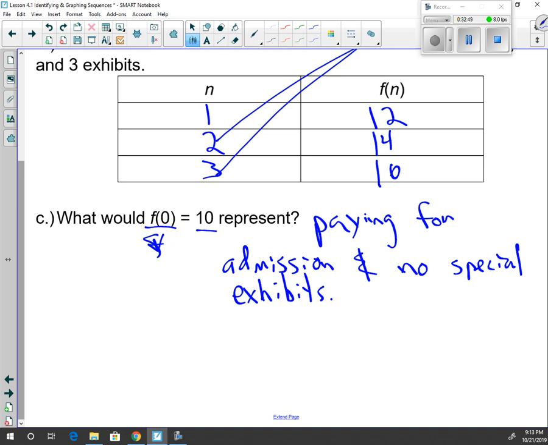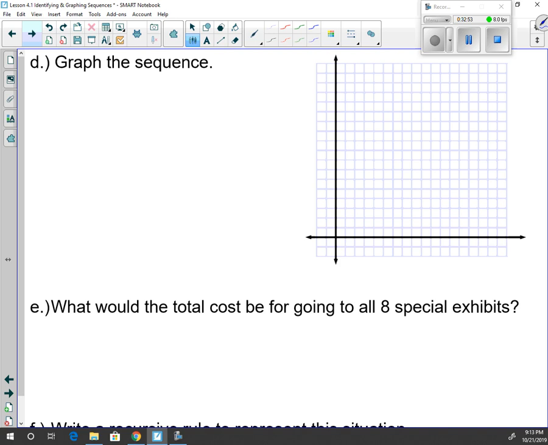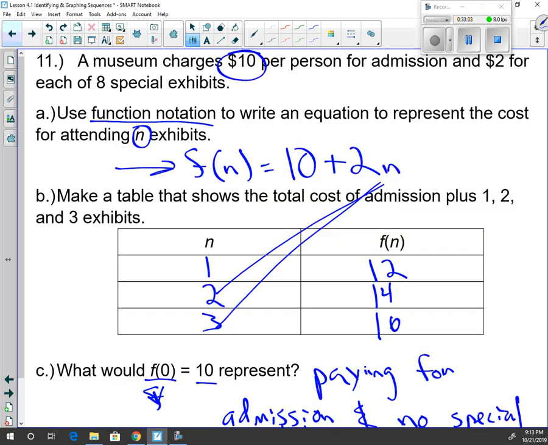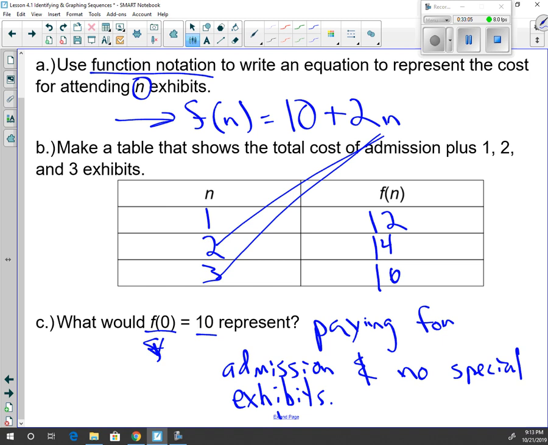All right. So moving on, using that same example now. It says now we're going to graph the sequence. So I'm going to go ahead and label my axes. This is going to be the number of exhibits. If we go back, this is like previous quiz stuff, right? If we wrote this function, this is going to be my dependent variable, and this is going to be my independent variable. And what is my independent variable? It's the number of exhibits that I attend. The number of exhibits that I attend affects the cost. My cost is dependent on the number of exhibits that I attend.